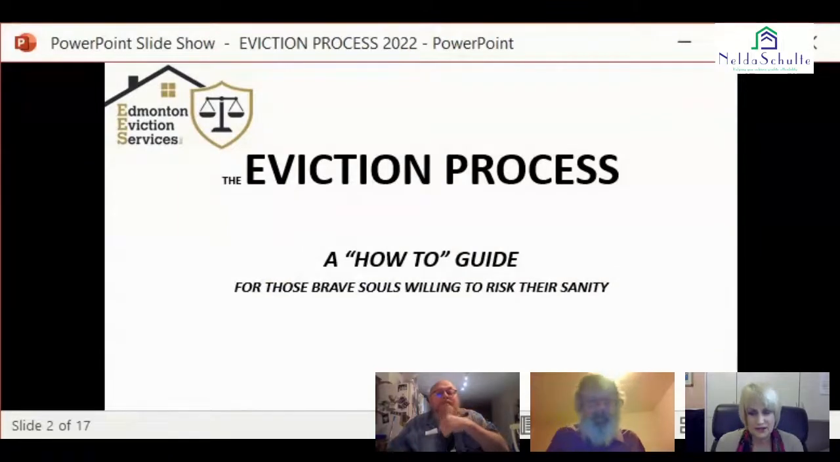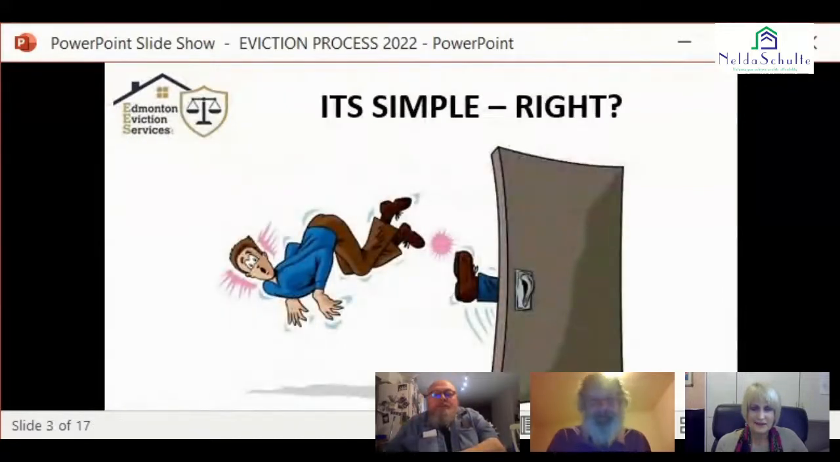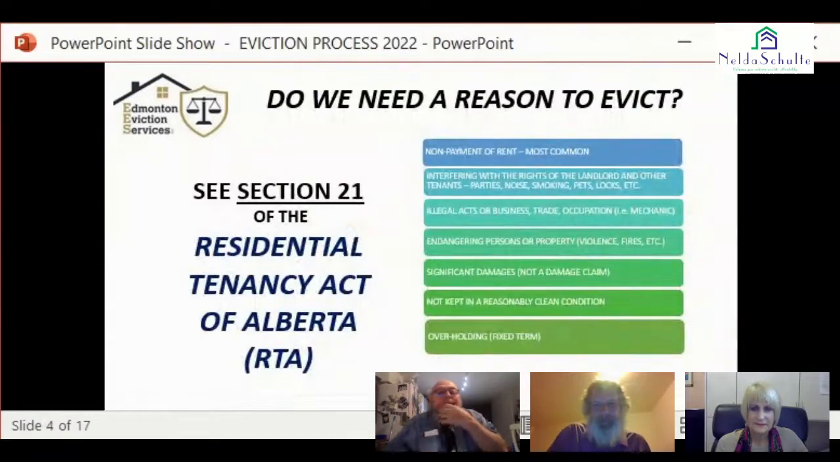Tell us how the eviction process works and what are the two main reasons for eviction. Well, here we go. The eviction process: I can call it a how-to guide for those brave souls willing to risk their sanity. It's simple. The guy's gone. But is it really that simple? You break it into two, or I'm going to say three, basically.